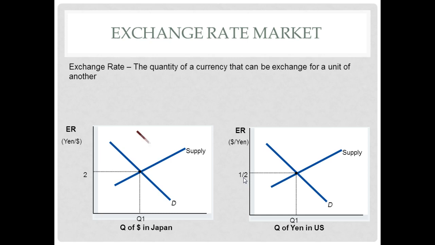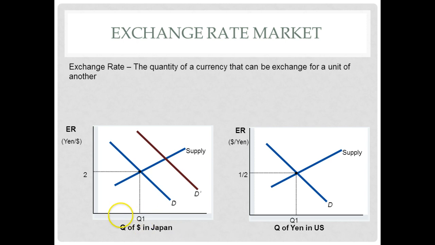Now, here's where this gets a little complicated. Suppose there is an increase in demand for the dollar in Japan. For some reason, the Japanese want more American dollars. Now, we'll get into our next unit or our next lesson why that might happen. But for right now, let's just assume it does happen. There's an increase in the demand for the dollar in Japan.